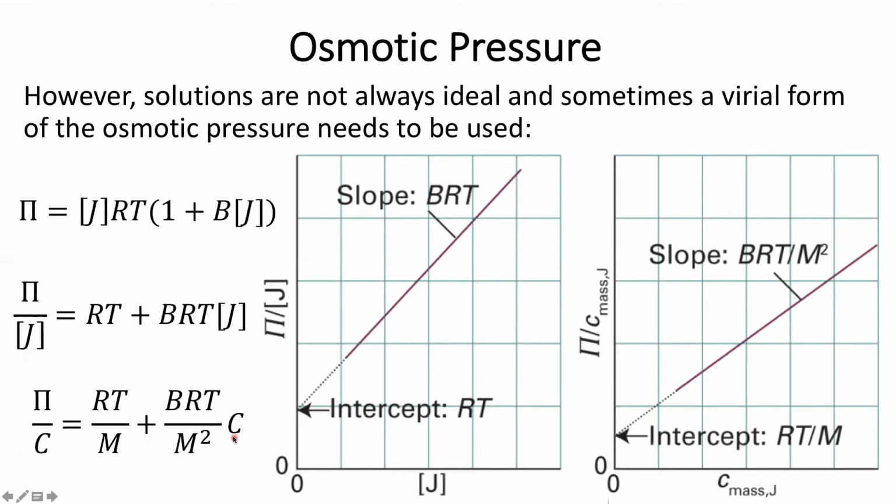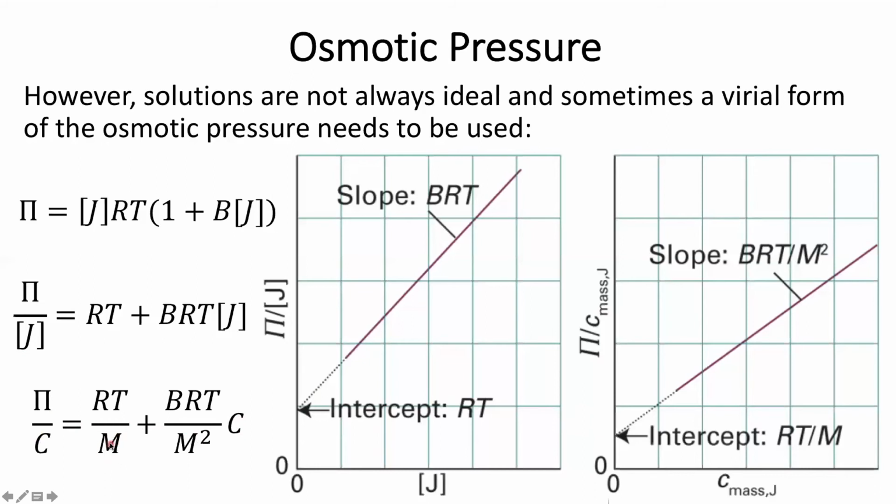All right, this may not exactly seem like a great technique, but what happens is if I plot the mass concentration versus the osmotic pressure over the mass concentration, and remember, I can easily determine the mass of the system and the volume of the system, so that isn't too bad. And if I do this, what we end up with is an intercept of RT over the molecular weight. Well, from this, I can determine the molecular weight of my unknown compound.